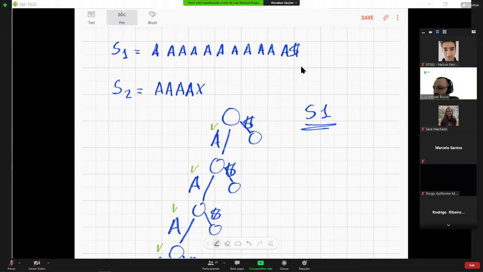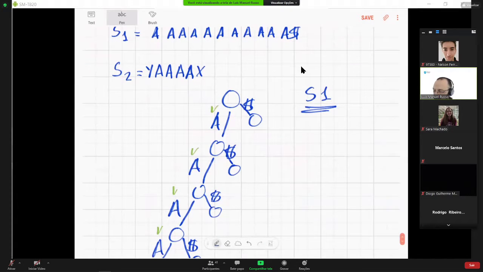Because it may be that the longest common substring actually started in the second A. In this case, it doesn't, right? But imagine, for example, my string could start with a Y, and if I tried to match Y, I wouldn't be able to match Y, and therefore my longest common substring would start in the next position, right? So because of that, I have to test basically all suffixes.